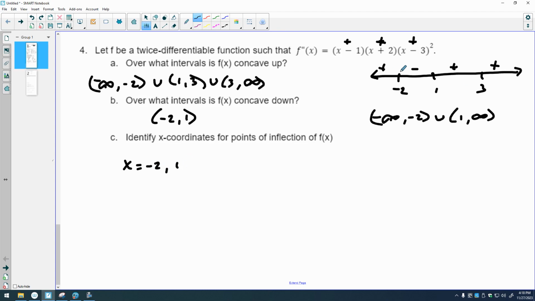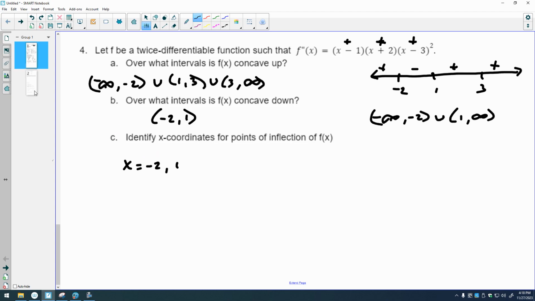At negative 2, it switches signs. At 1, it switches signs. At 3, it does not switch signs. It stays concave up on both sides. 3 is not a point of inflection. It is a critical value. It is where my second derivative is equal to 0. It is not a point of inflection. It does not switch concavity.